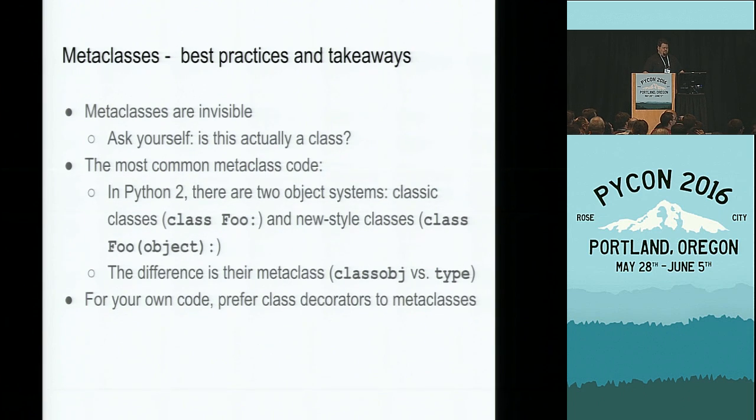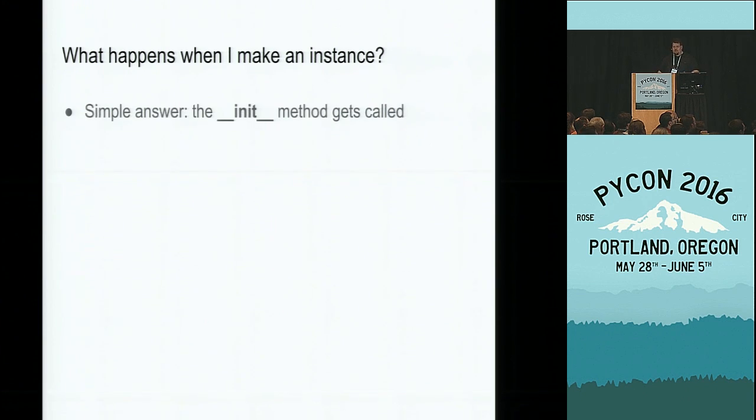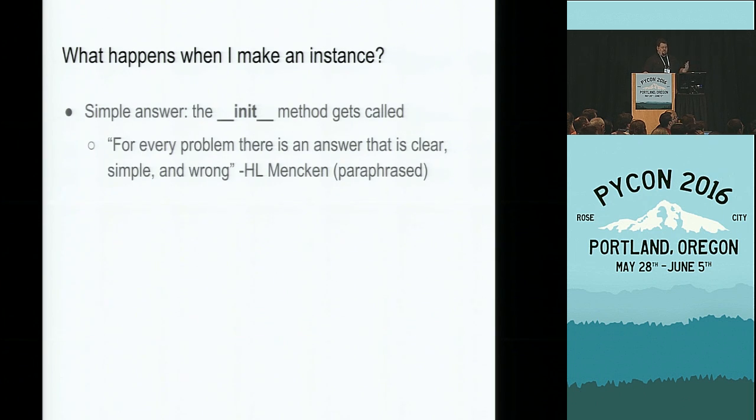So the next thing, we made a Fraction. So how does that work? We had defined this __init__, and then we had called Fraction to make our fraction 1/2. And so clearly what happened was that __init__ got called. Python doesn't make it quite that simple. It almost was for this class, but there's actually a pretty long chain of things that happen. So, for every problem, there's an answer that's clear, simple, and wrong.